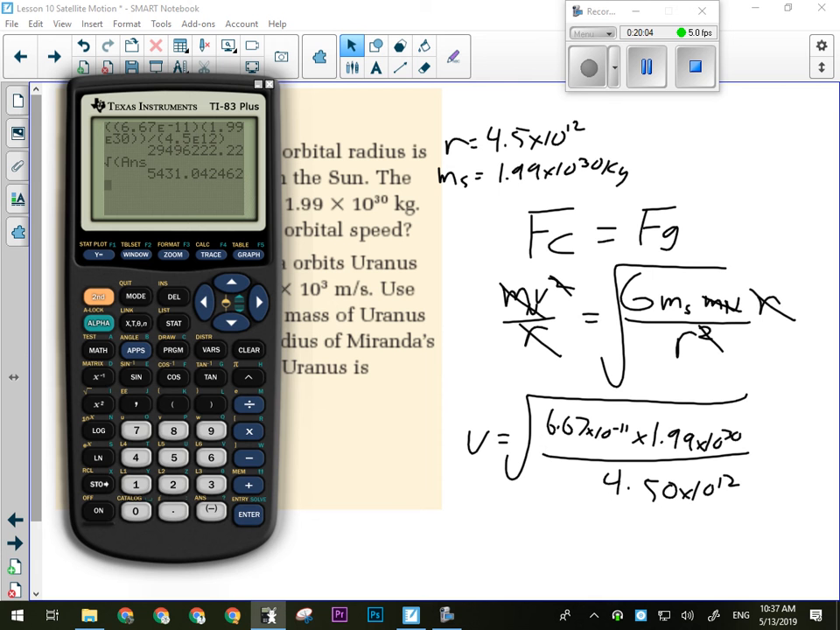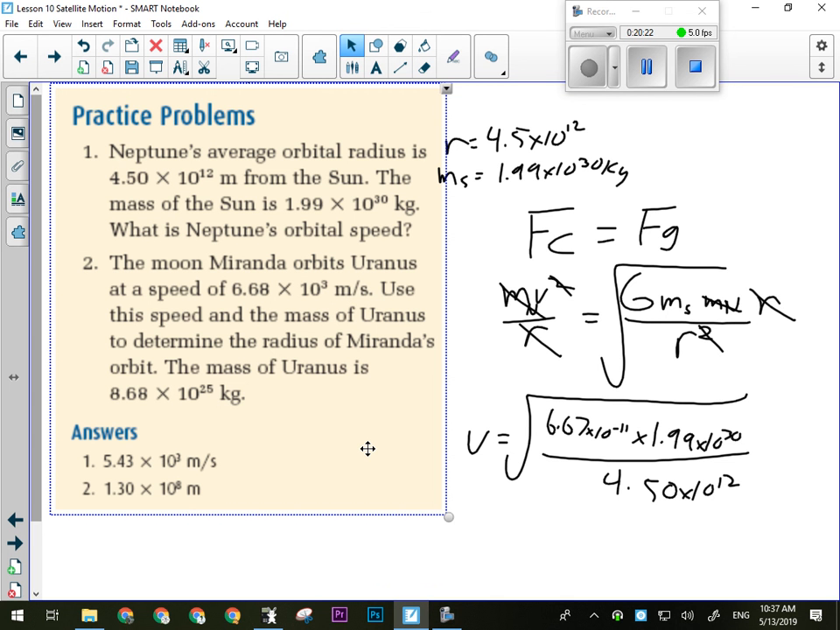So Neptune has to move at 5,431 meters per second, or 5.4 times 10 to the 3 meters per second. Actually, sorry, 5.43, because we have 3 significant figures there. So it's pretty fast, about 5.5 kilometers per second. Yeah, that's quick. But you think about how far Neptune has to go, right? It takes over 200 years for it to make an orbit, something like that, or 100 and something years. I can't remember what it is, but it's a long time. Are we okay with number 2?